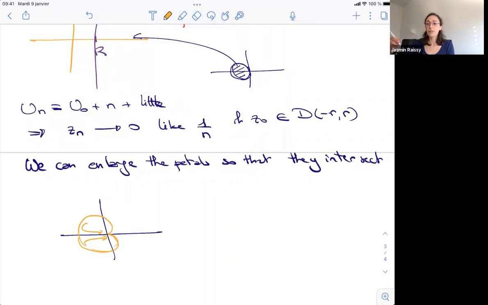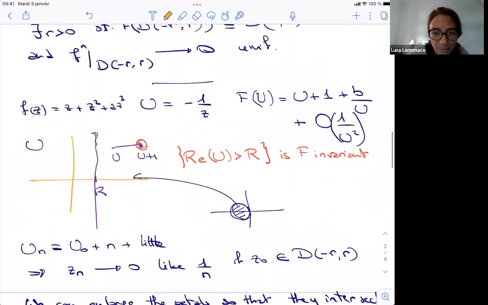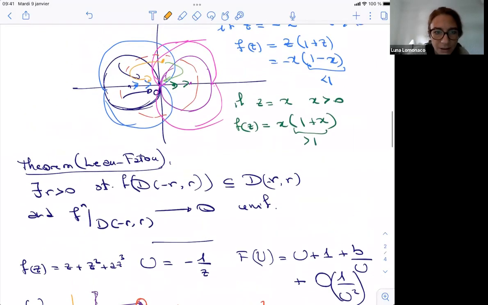Yes, Luna, you wanted to tell me something? Yes, Jasmin, your D minus R, R are the petals, right? Once is the attracting. Yes. Then shouldn't it be minus R zero, because the parabolic fixed point in your picture is at zero, isn't it? I don't understand your question. Minus R? Your domain minus R, R is the picture of the petal, right?